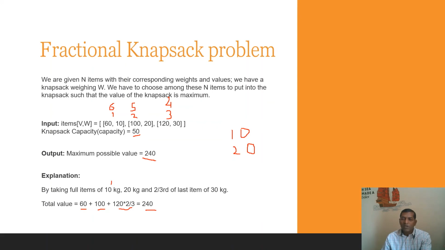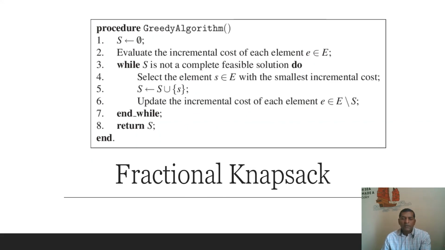So this is the algorithm that we have to understand for the fractional knapsack. So what we will do is, first S is empty, which is the final result that we are expecting here. In this final result, we have to evaluate the incremental cost of each element. So we will store all the elements in incremental order and choose the best. While S is not a complete feasible solution, meaning we have not achieved the final result, keep doing it.